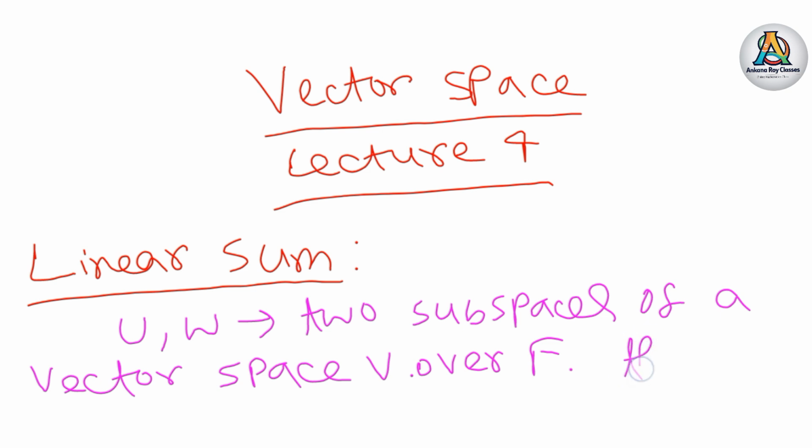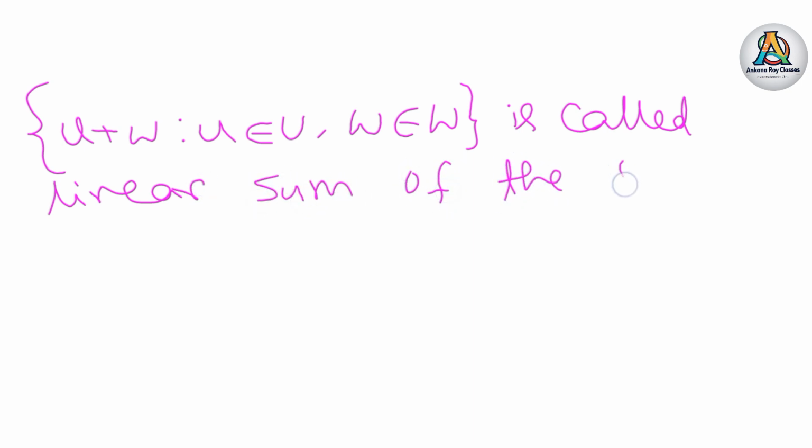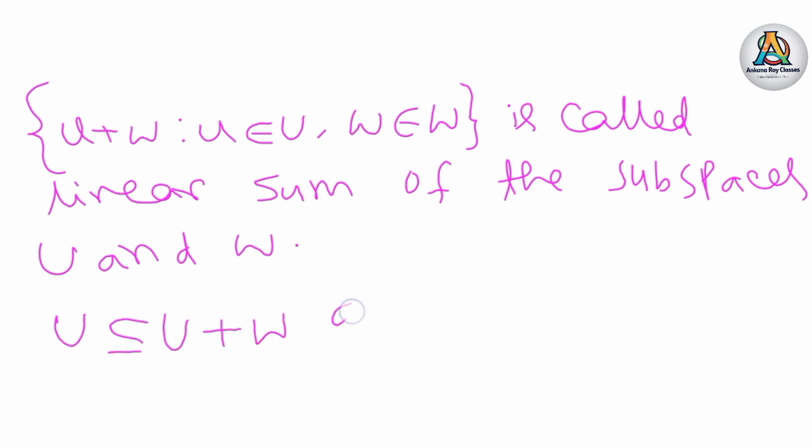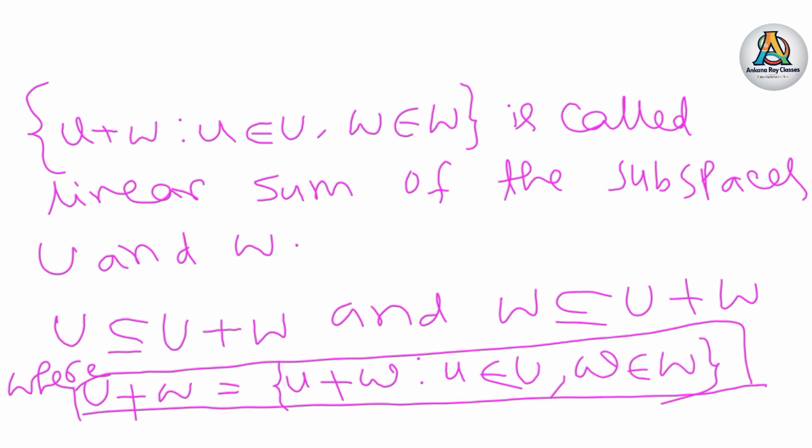Then the subset of all u plus w, such that small u belongs to capital U and small w belongs to capital W, is called the linear sum of the subspaces U and W. Now the result arises from this that U is clearly a subset of U plus W, and also W is a subset of U plus W, where U plus W is the linear sum of U and W, that is, small u plus small w, such that small u belongs to capital U and small w belongs to capital W. This is denoted by U plus W.